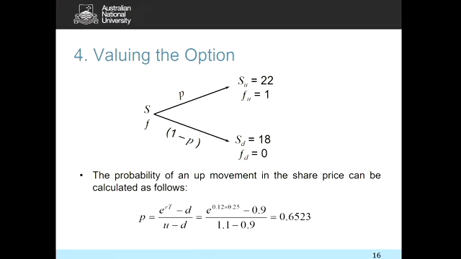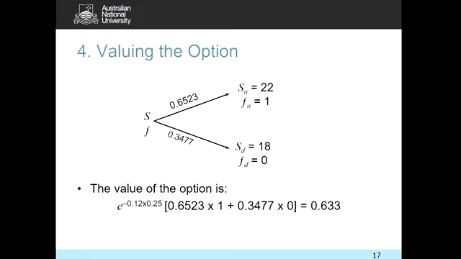So e to the power of 12% times a quarter of a year, 3 months, minus 0.9, that's my D, divided by U minus D, 1.1 minus 0.9, gives me 0.6523. So there's a 65.23% chance I'll move up the tree, and a 1 minus 65.23% chance I'll move down the tree, which is 0.3477.